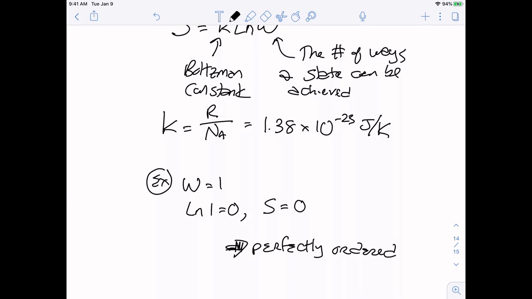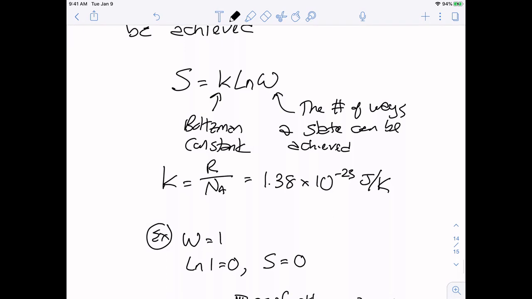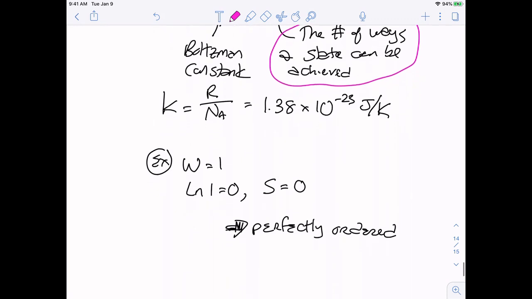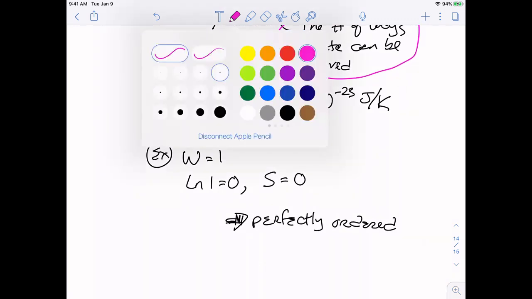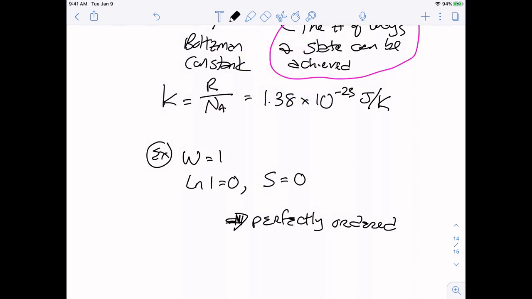As the number of ways that we can achieve that state goes up, my value for omega goes up, and my entropy is also going to go up. It's related to the odds that it can do that.